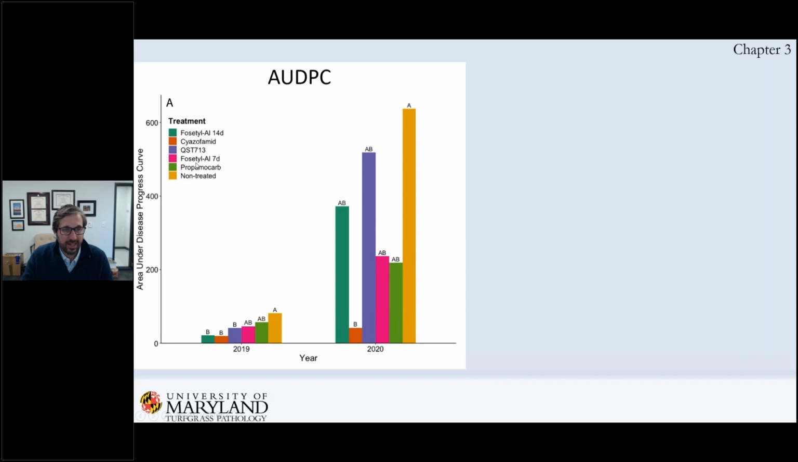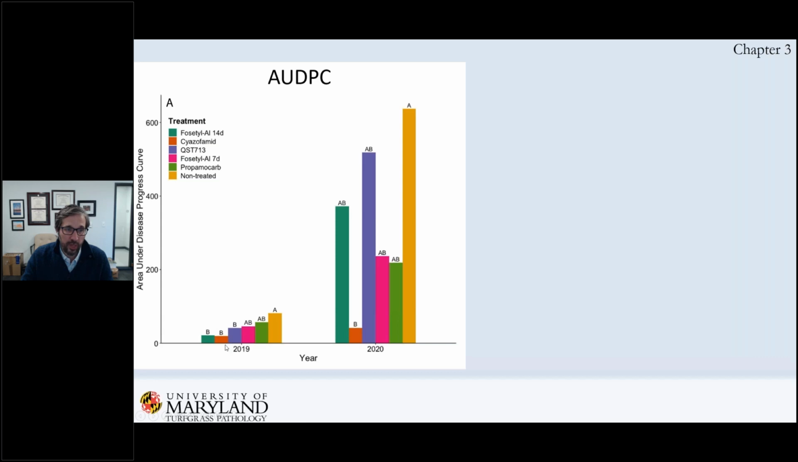And here you can see, again, this is our AUDPC, and this is early in the application periods of 2019, and then subsequently in 2020. And here you can see that Segway, again our standard here, had the highest reduction in disease in 2019 and in 2020.